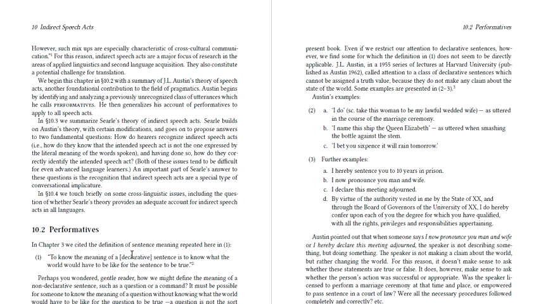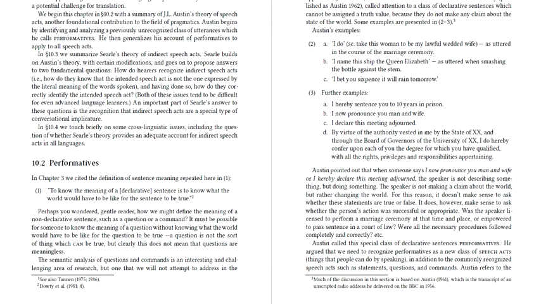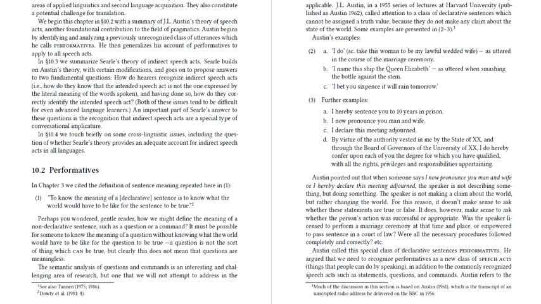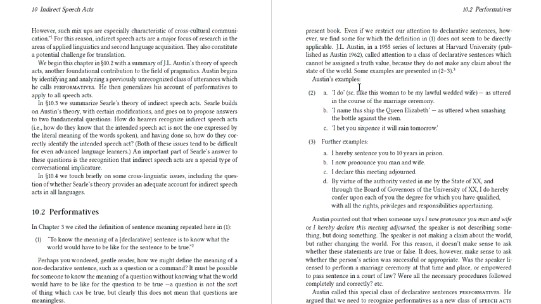Performatives are about direct speech, and we need to think about the way of understanding the meaning. Number one, to know the meaning of a declarative sentence is to know what the world would have to be like for the sentence to be true. And to see what's going on with Austin here, when you mention something: I name this ship the Queen Elizabeth.